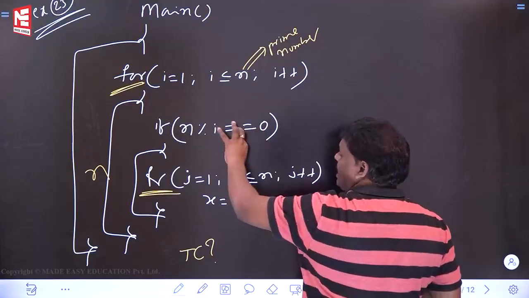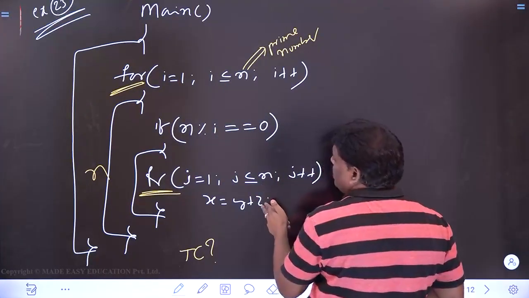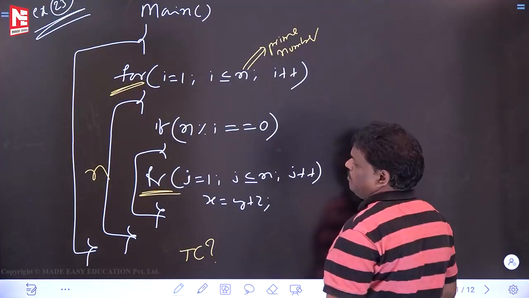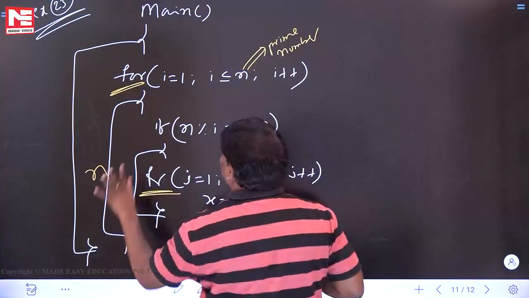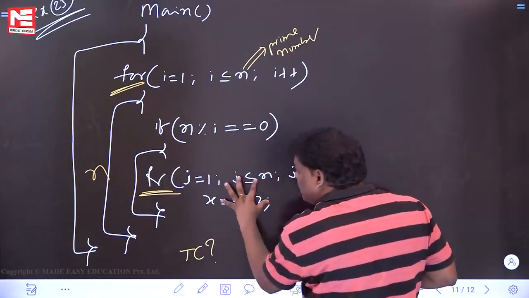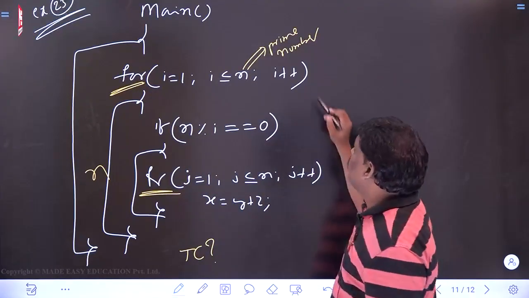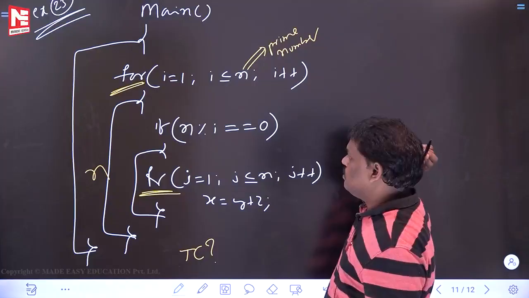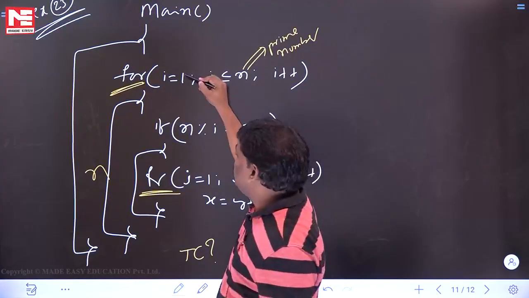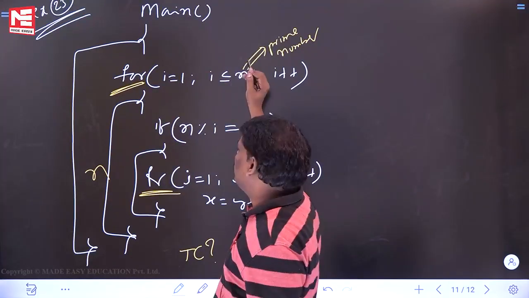For each i value, check the condition; if true, only then go inside, otherwise don't go inside. The outer loop is n times guaranteed, the inner loop is also n times guaranteed, but how many times you will come to the inner loop, we will see now. And one more thing, n is a prime number or not? Can you see, initial i value is 1, next i value is 2, and so on.